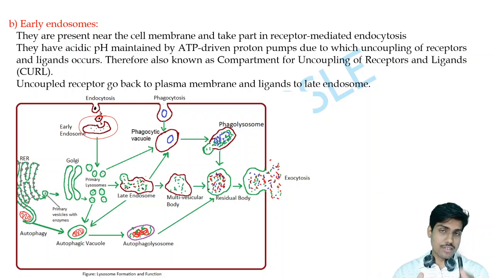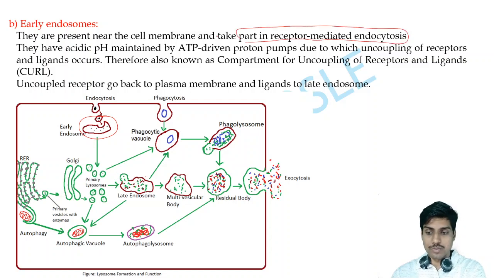What is their basic function? They take part in receptor mediated endocytosis. The plasma membrane has receptors which are responsible for forming that pouch, and the ligands get endocytosed in that pocket.